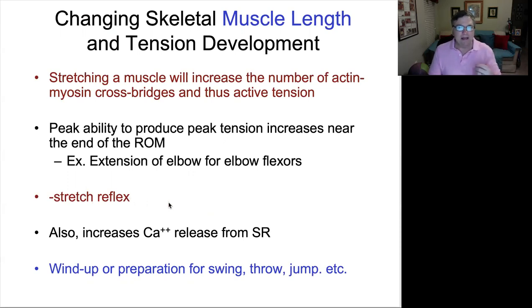So the idea is that with a stretch reflex, when a muscle is stretched rapidly, the muscle spindles react, send that information to the spinal cord. The spinal cord then relays the information to alpha motor neurons, which are going to increase the amount of force generated.